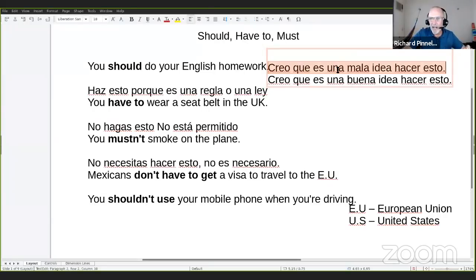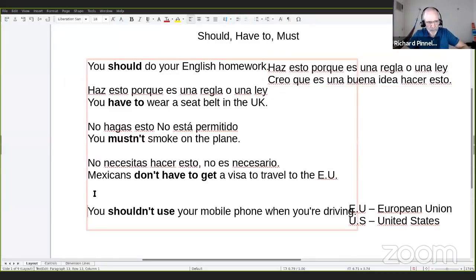Creo que es una mala idea hacer esto. You shouldn't use. Yeah, you shouldn't use your mobile phone. Let's put that down there. There it is there. You mustn't use your mobile.